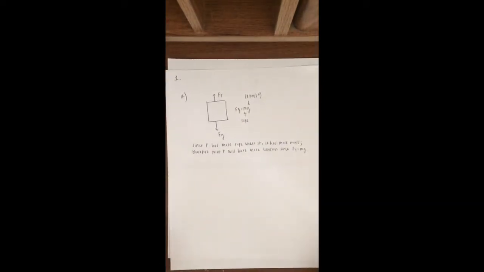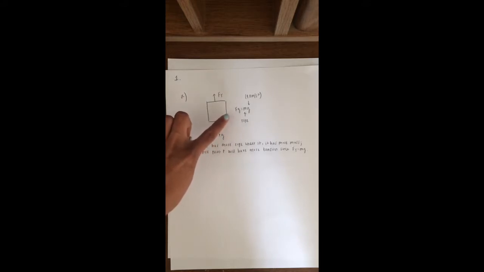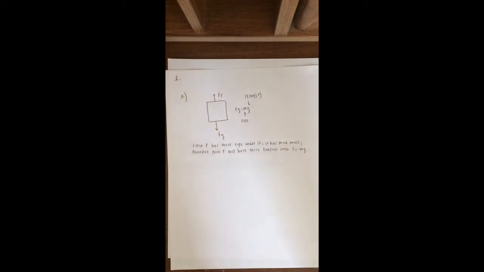So, for part A, you have to draw a free body diagram. As you can see, force of tension is equal to the force of gravity. And over here you can see force of gravity is equal to mass times gravity, m being the mass of the rope, and gravity is equal to 9.8 m/s². And so since point P has more rope under it, it has more mass. Therefore, point P will have more tension than point Q, since the force of tension is equal to the mass times gravity.